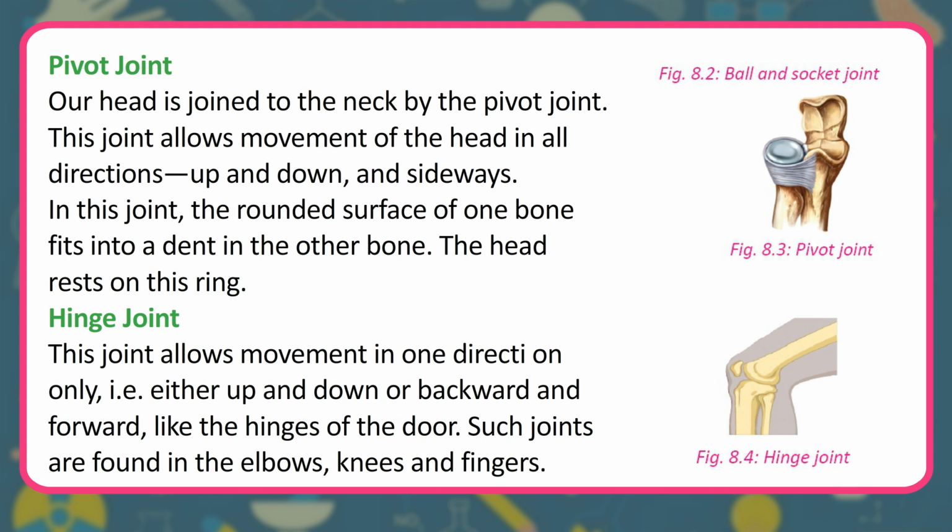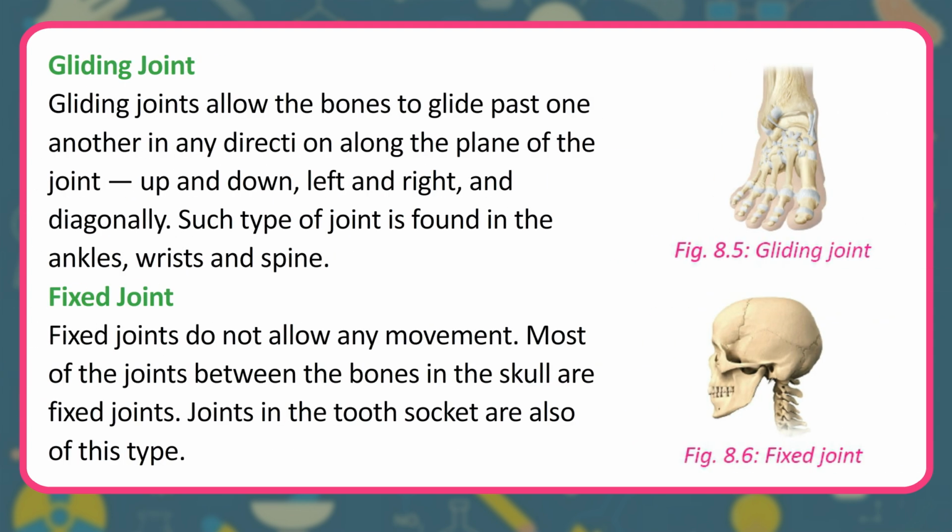Either up and down or backward and forward, like the hinges of a door. Such joints are found in the elbows, knees and fingers. Gliding joint. Gliding joints allow the bones to glide past one another in any direction along the plane of the joint: up and down, left and right, and diagonally. Such a type of joint is found in the ankles, wrists and spine.